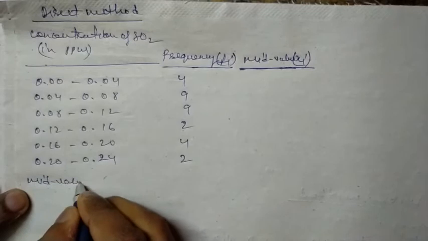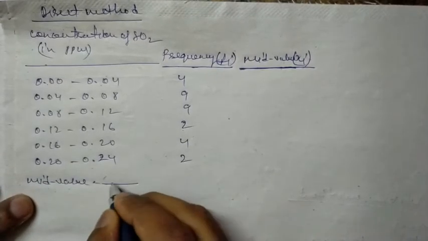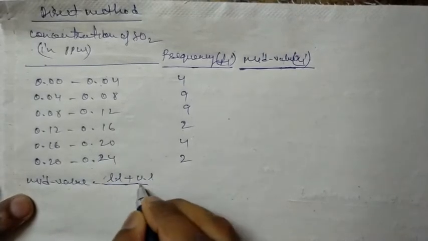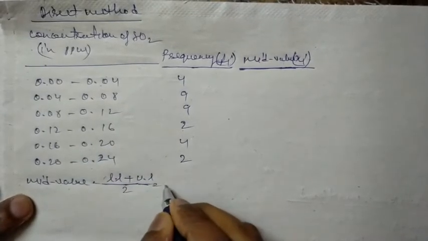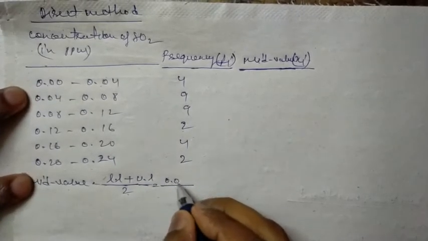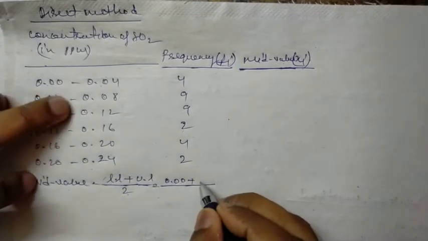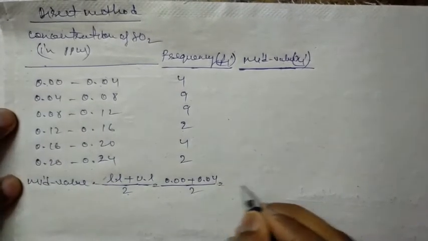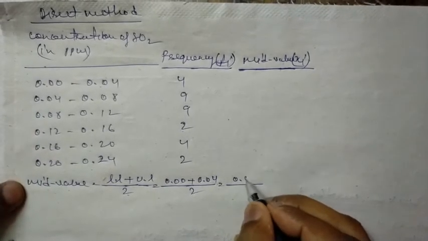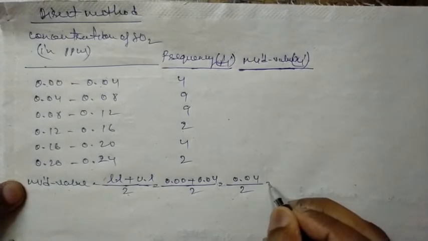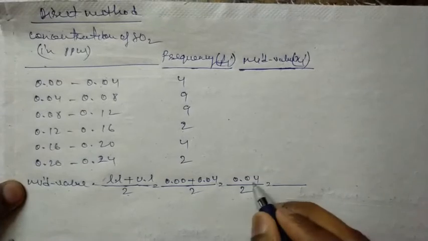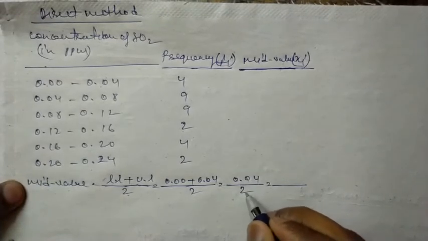mid value is lower limit plus upper limit divided by 2. So 0.00 plus upper limit 0.04, divided by 2. After adding these two values we get 0.04 divided by 2.